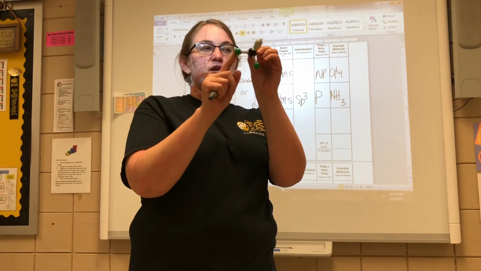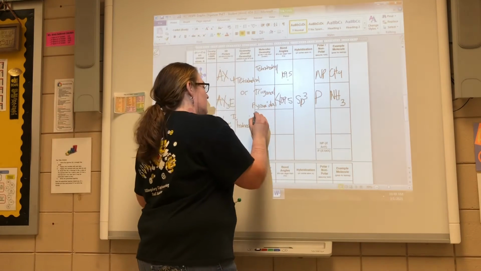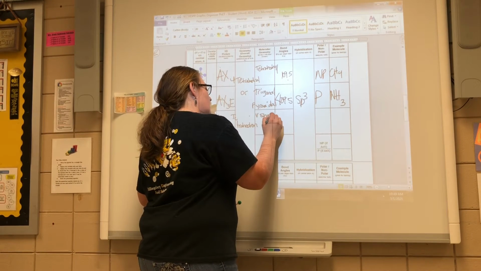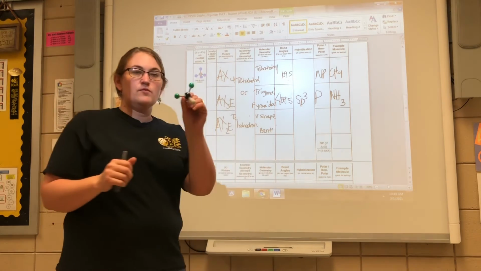So what kind of shape would that be? A V shape, or it would be bent. V shape or bent.